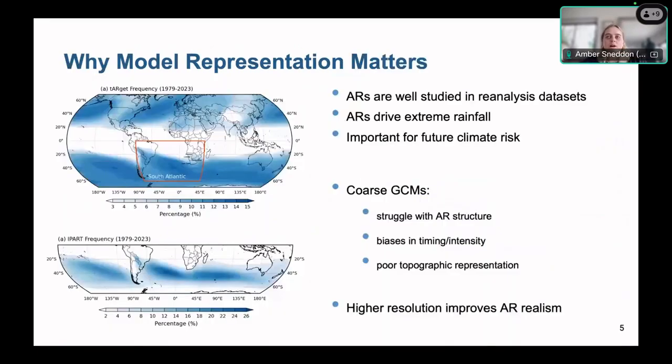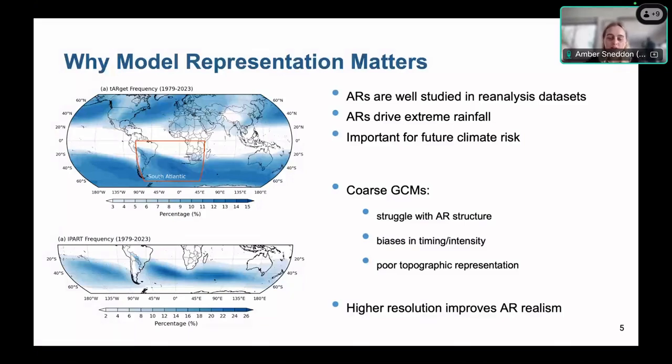So just a bit on why it's important to study atmospheric rivers in models. They're very well studied in reanalysis data sets like ERA5. And because they're closely linked to flooding and extreme rainfall, it's very important that climate models can represent them accurately. A lot of large-scale climate models generally capture the broad seasonal cycles and moisture transport patterns associated with ARs, but they can often struggle with the fine-scale structure of the systems. This is mainly because global climate models operate at a relatively coarse spatial resolution.